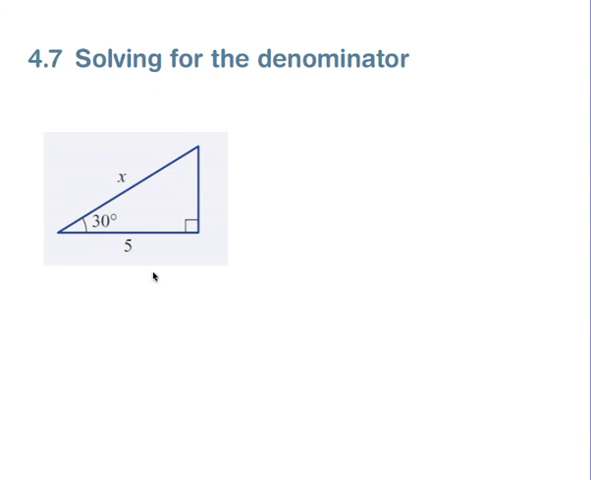Okay, sometimes the side that you're interested in finding is actually the hypotenuse, and so that makes our calculations a little bit more complicated. Not too much more complicated, it just puts an extra step in our calculations. So let's have a look at this triangle here.